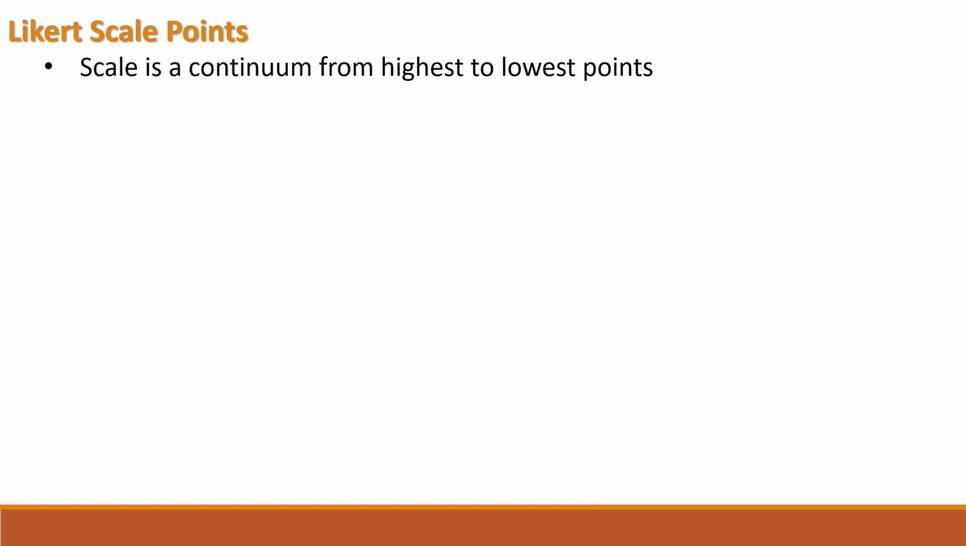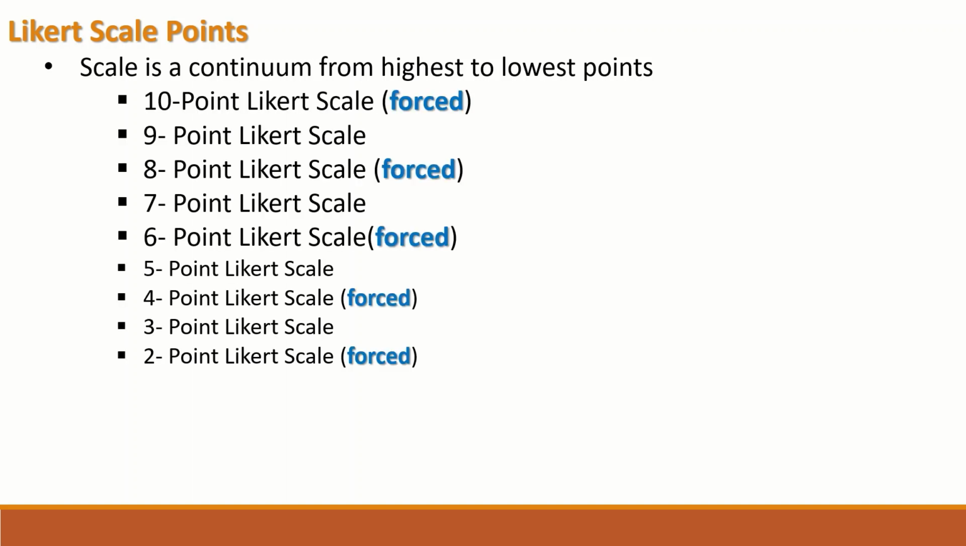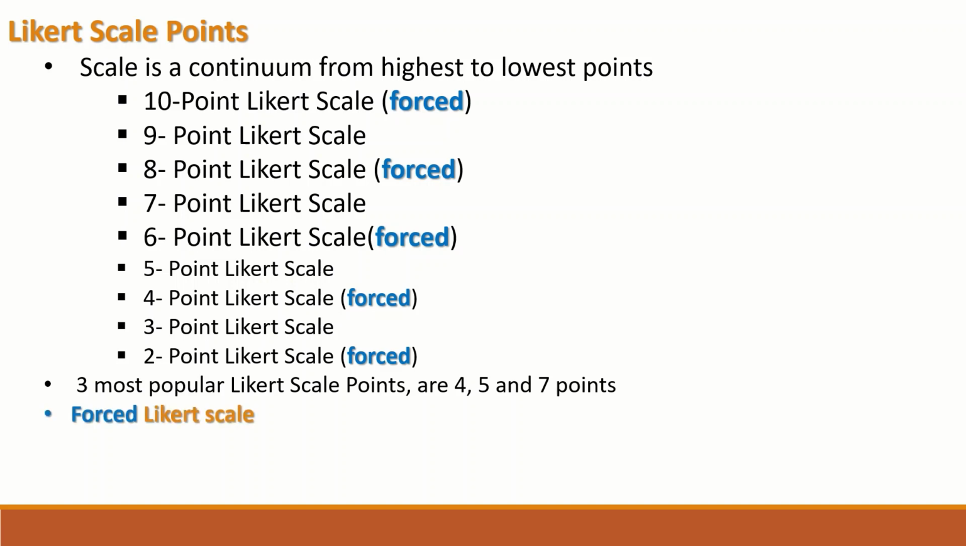Now, a Likert scale is a continuum scale from the highest to the lowest point. So it goes in points from 2 points to 10 points. The lowest is 2, the highest is 10 points, and I'm going to describe each one of them separately. The 3 most popular Likert scale points are 4, 5, and 7. These are the frequently used Likert scales.